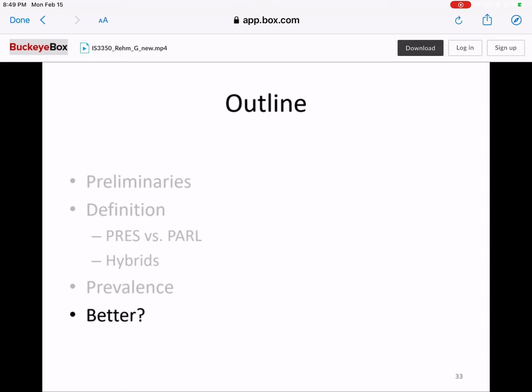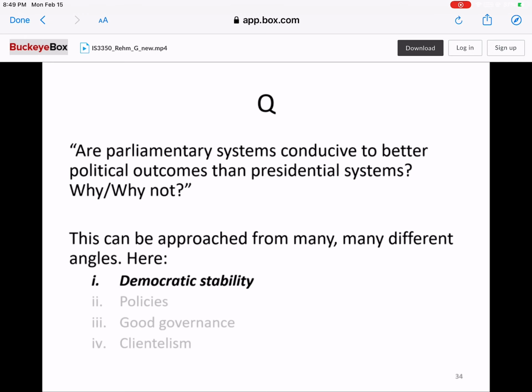Let's finally turn to the question of which of these government types is better. Are presidential systems better than parliamentary systems? So this would be a great essay question. Are parliamentary systems conducive to better political outcomes than presidential systems? Why or why not?